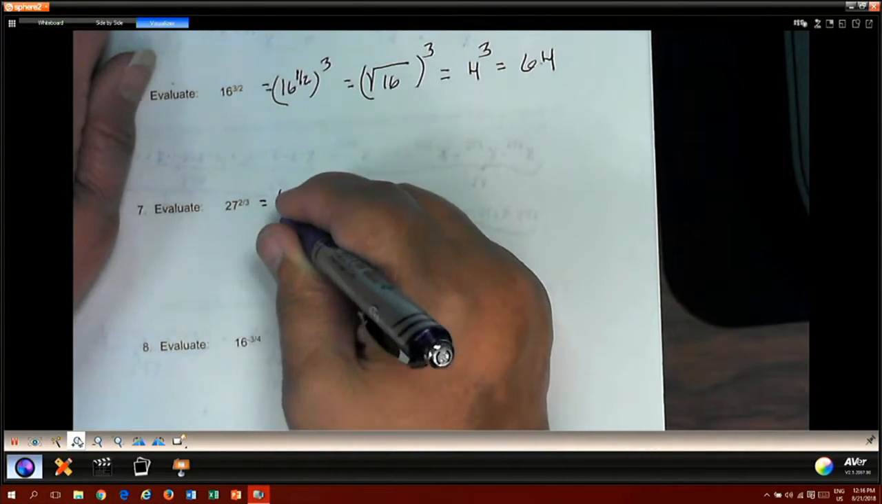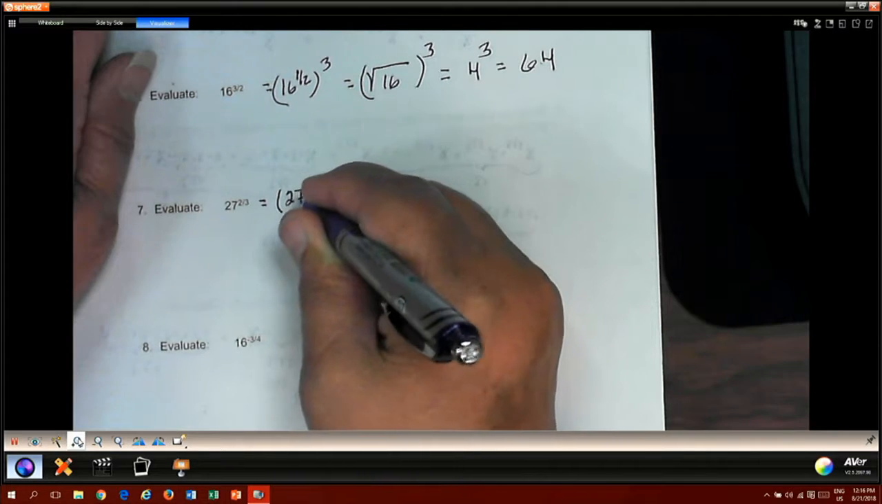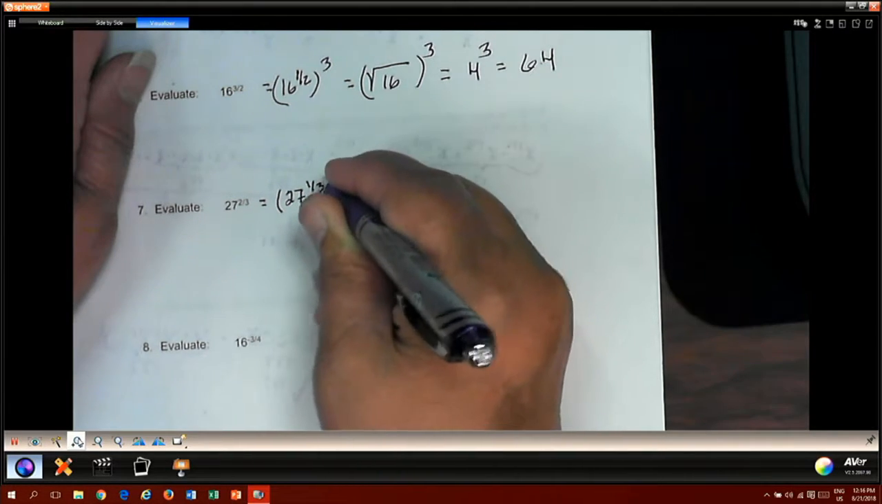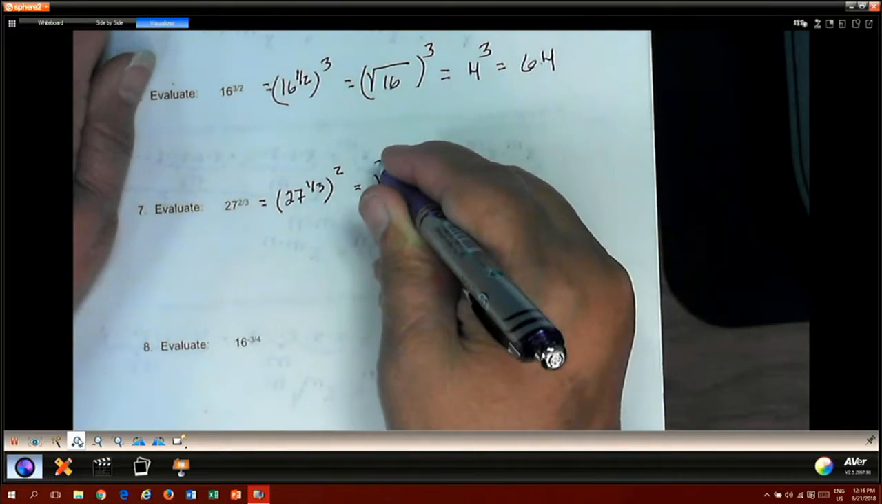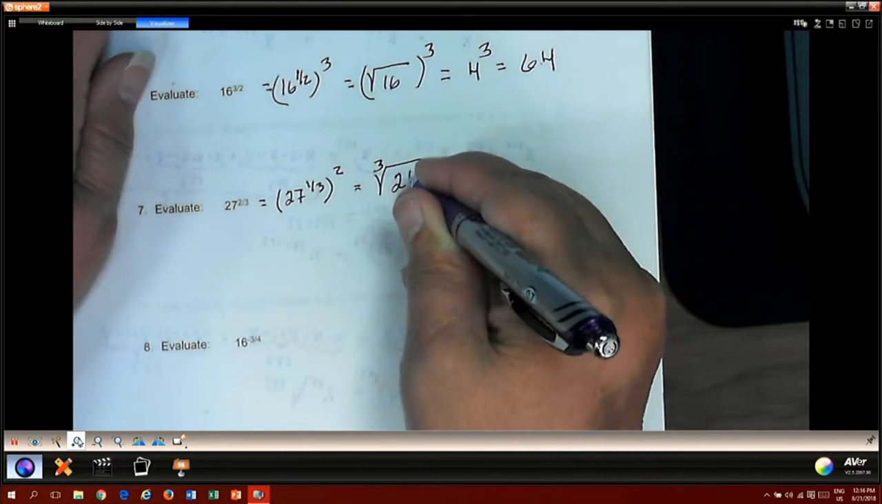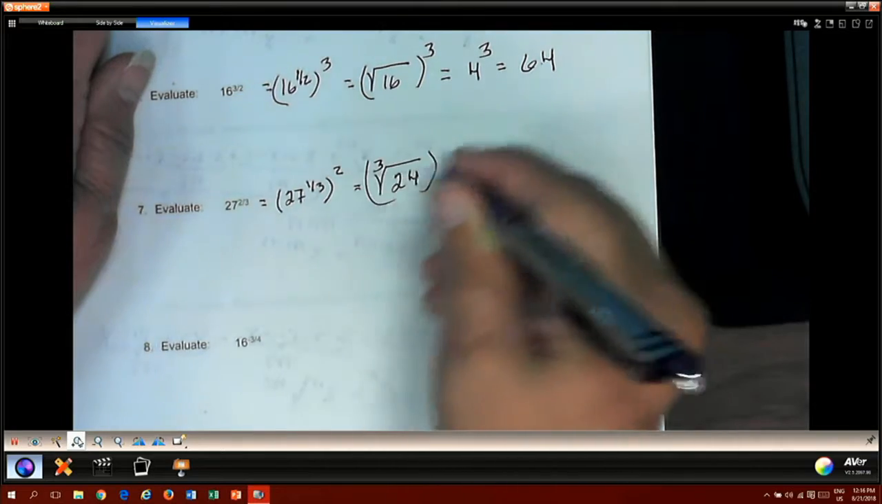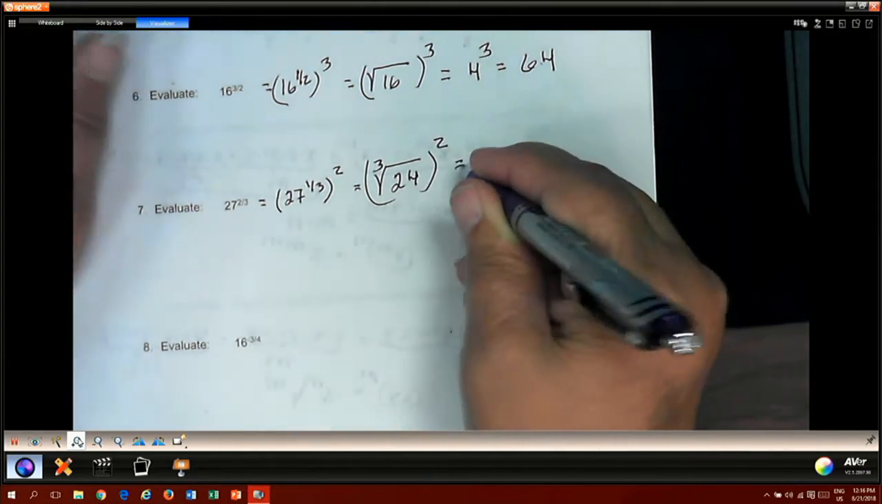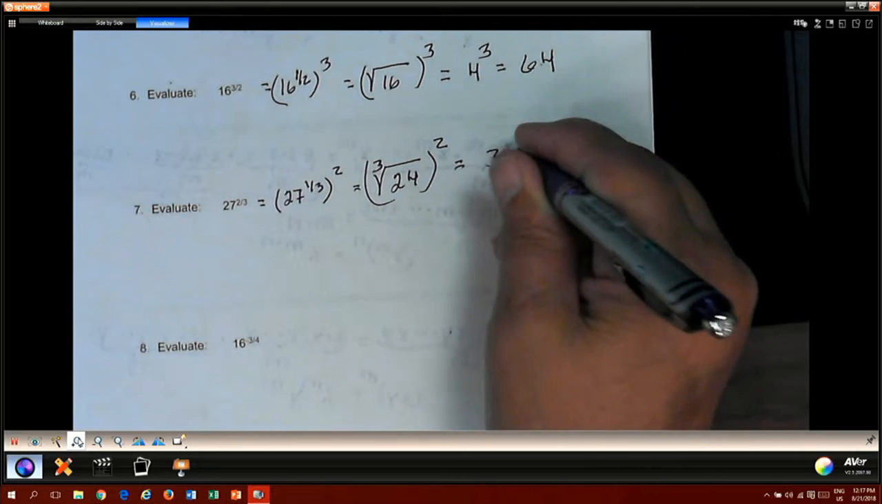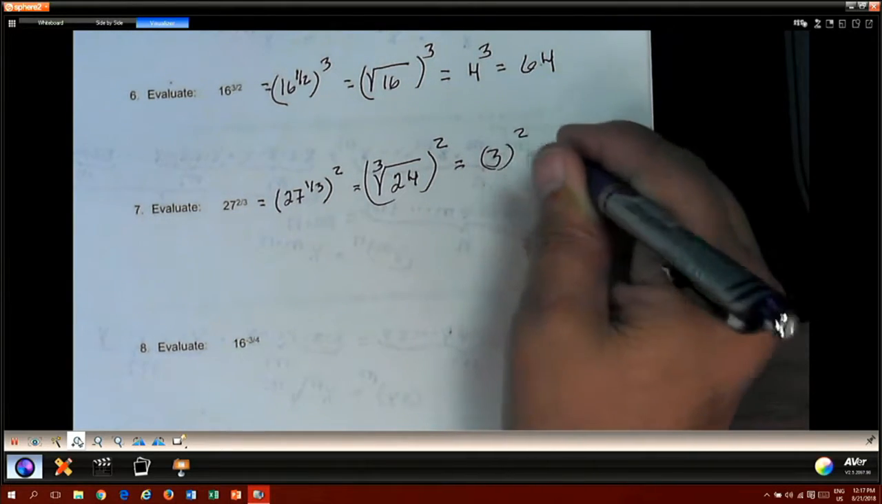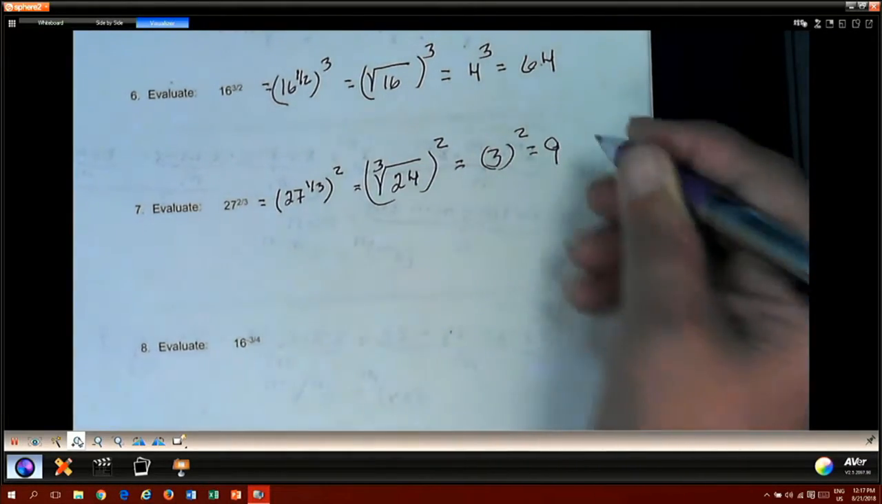Here we would have 27 to the 1/3 squared. So it's the cubed root of 27 squared. Well, the cubed root of 27 is 3, because 3 times 3 is 9, times 3 is 27. So this would be 3 squared, which is 9.